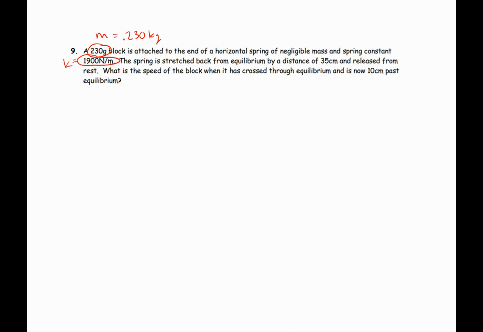The spring is stretched back from equilibrium by a distance of 35 centimeters. So X is equal to 0.35 meters and released from rest. That's important. Released from rest. That means my V initial equals 0. What is the speed of the block when it has crossed through equilibrium and is now 10 centimeters past? So X final is 0.10. This is my X initial, and that's my X final. Okay, so now where do I go from here?